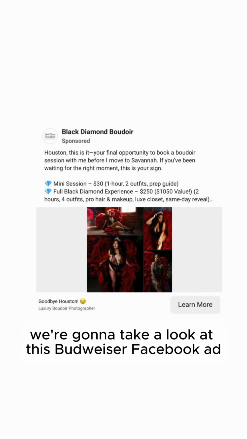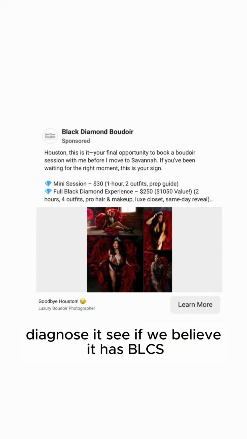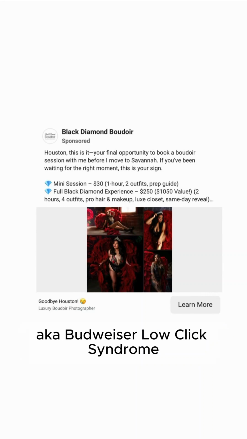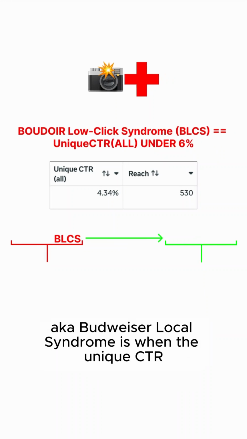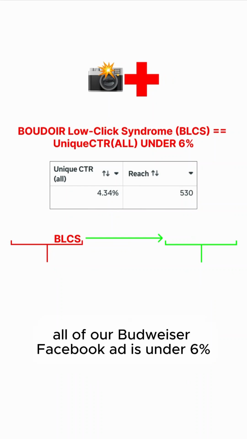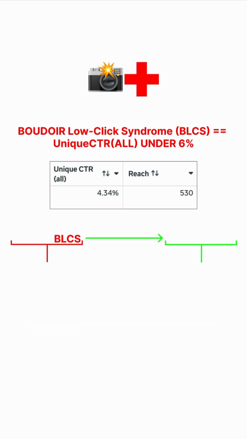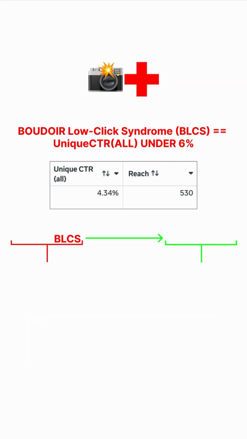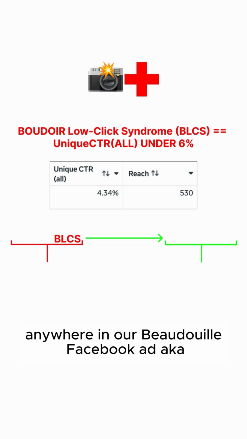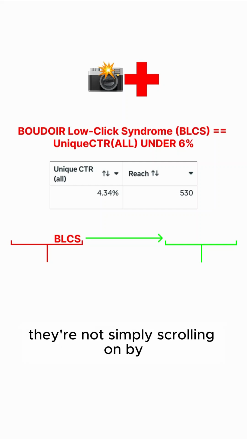All right, y'all, we're going to take a look at this Boudoir Facebook ad, diagnose it, see if we believe it has BLCS, aka Boudoir low click syndrome. BLCS is when the unique CTR of our Boudoir Facebook ad is under 6%. This means fewer than 6 out of 100 women are clicking anywhere in our Boudoir Facebook ad, aka they're not simply scrolling on by.